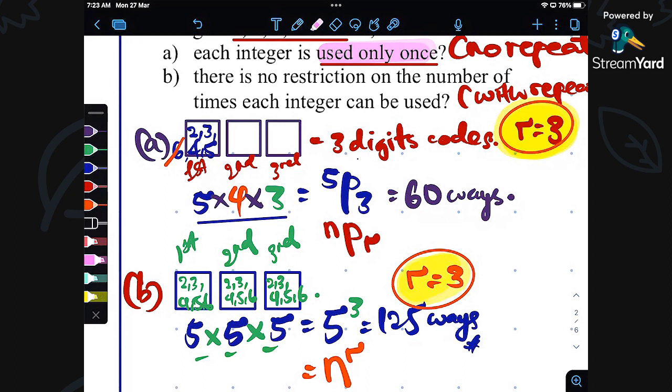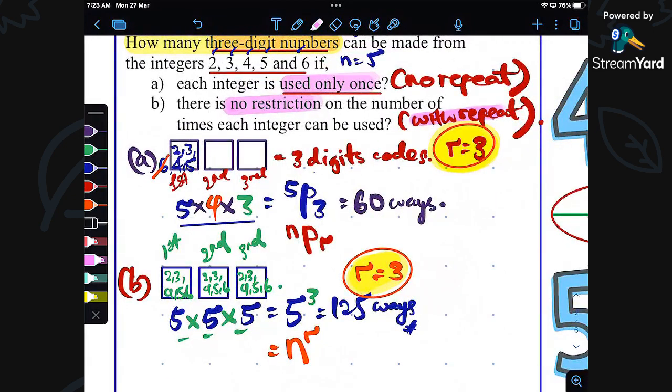the understanding of the question is different. They got the no restriction. No restriction bermaksud it can be repeated. The numbers can repeat. That's why the way of writing down the permutation is different. This is nPr, and this now is n to the power of r. Two different things, isn't it?